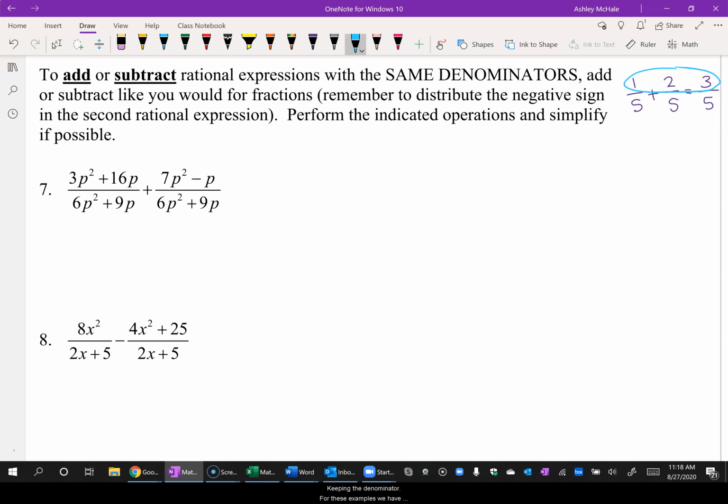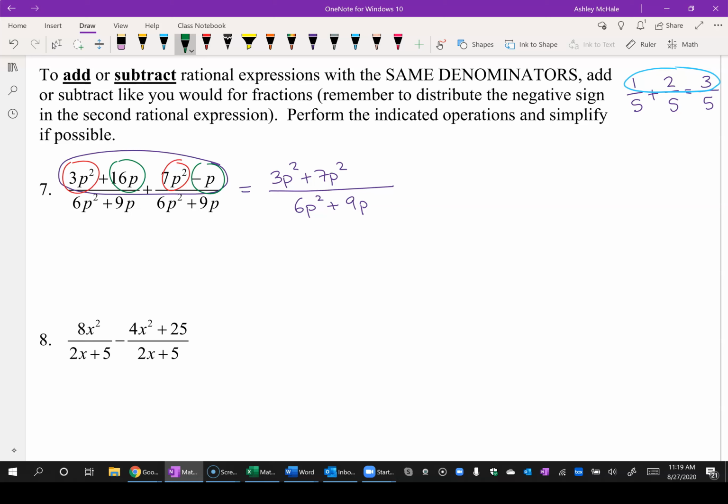Just adding the numerators up top and keeping the denominator. For these examples, the denominators are the same, 6p squared plus 9p. All we have to do in this example is combine like terms in the numerator. So 3p squared and 7p squared are like terms, and 16p and negative p are like terms. Just rearranging the terms in the numerators so that I can add like terms together. 3 plus 7 gives me 10p squared plus 15p divided by 6p squared plus 9p.